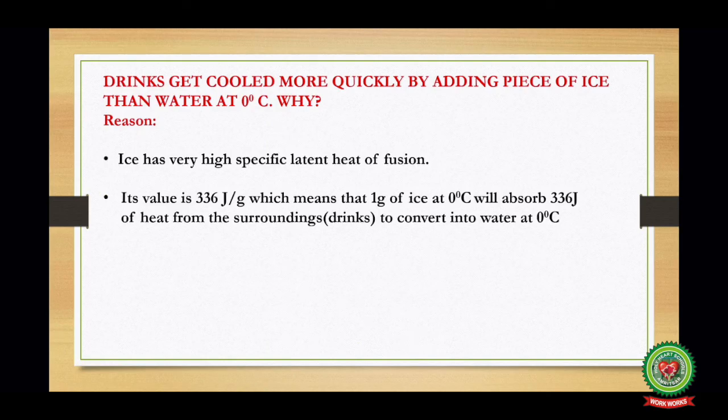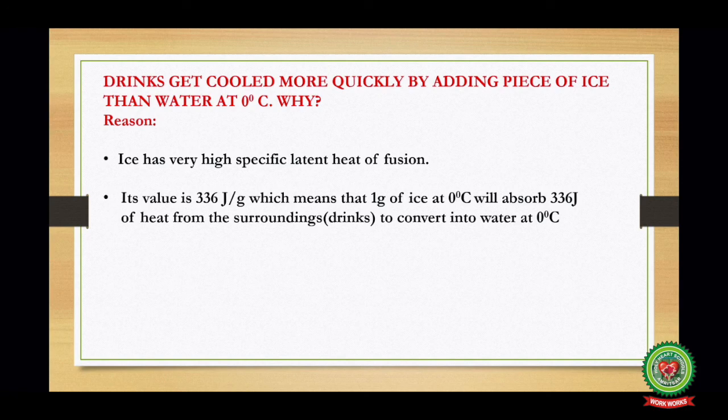Ice has a very high specific latent heat of fusion. Its value is 336 joule per gram. Again I have taken joule per gram because we are talking about the drinks. So what does it mean? It means that 1 gram of ice which is at 0 degree, what will it do?